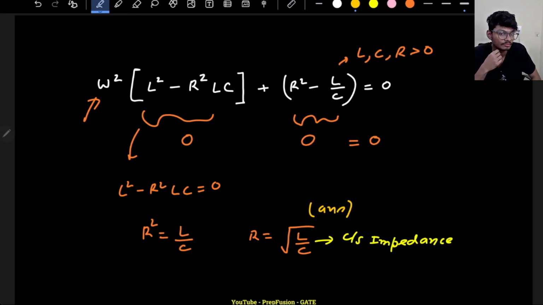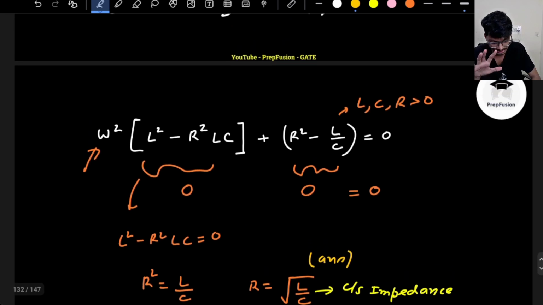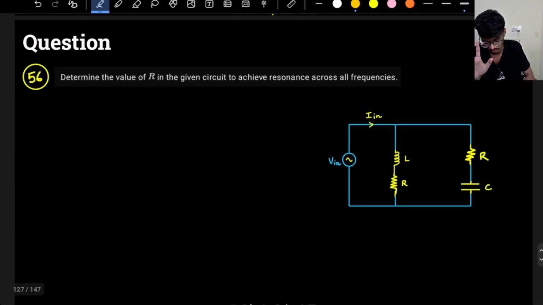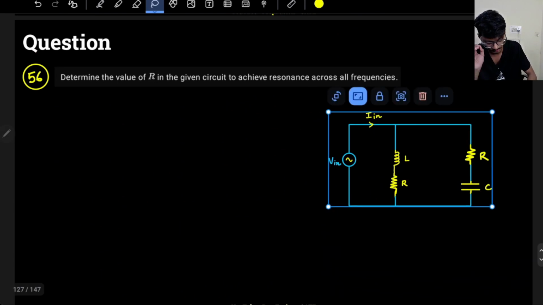Now there is another way to solve this as well. What is the other way? The other way is a bit of intuition. So if you did not understand it, that is totally fine if you are not able to understand method 2.